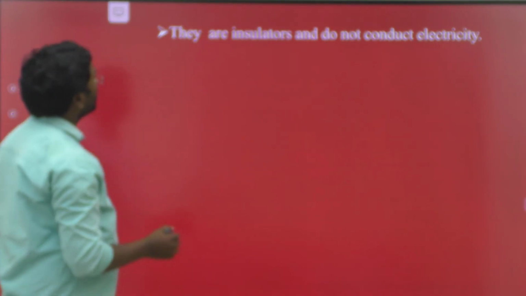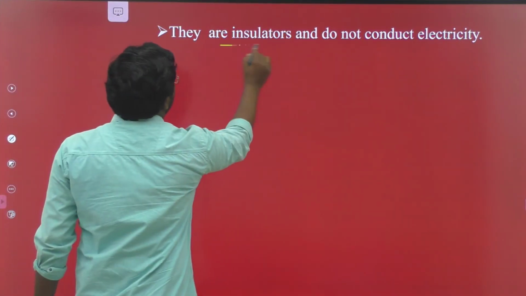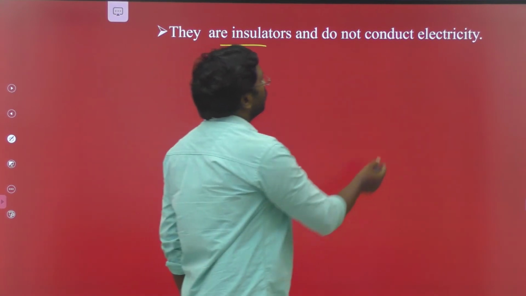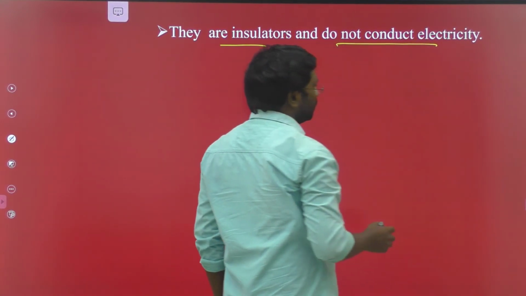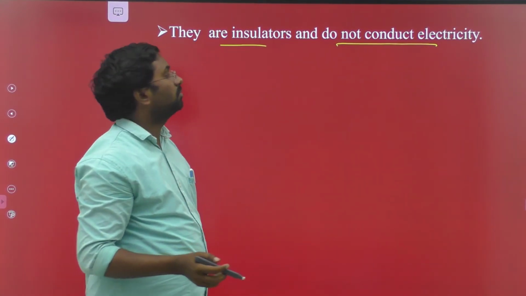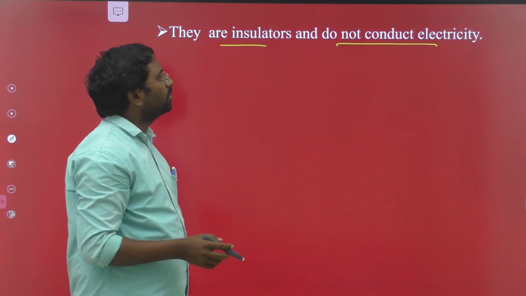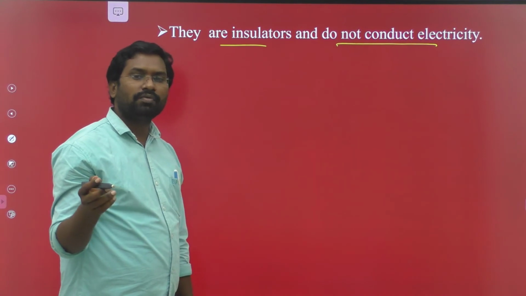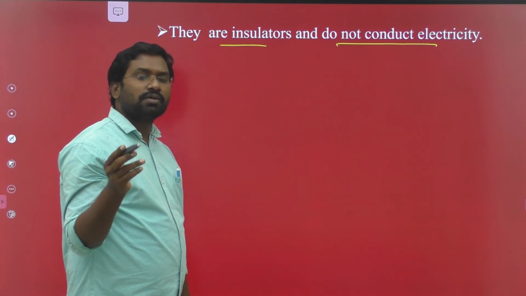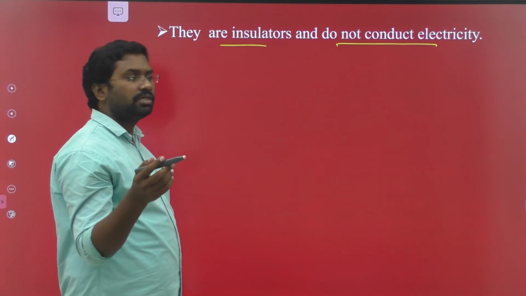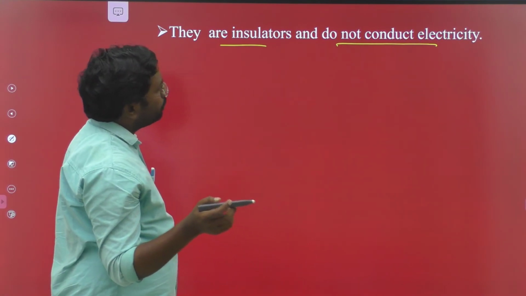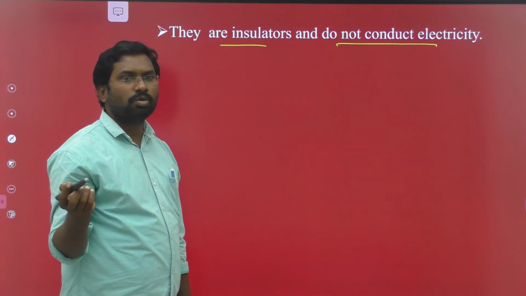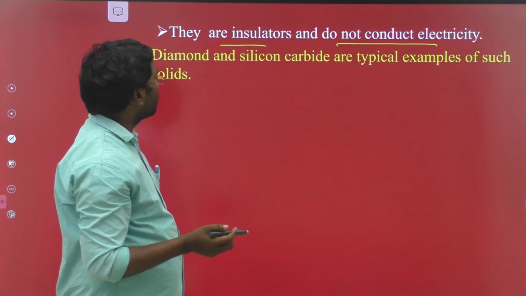Another property is that they are insulators and do not conduct electricity. These covalent or network solids act as insulators because there is no free movement of electrons. In the case of solids, conductivity is attributed only to the free movement of electrons or mobile electrons, otherwise it is not possible.